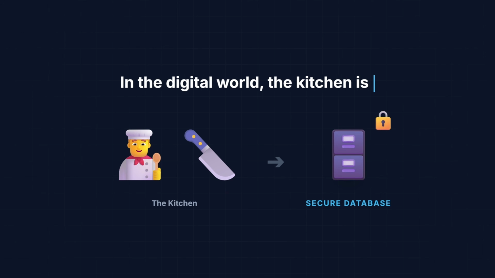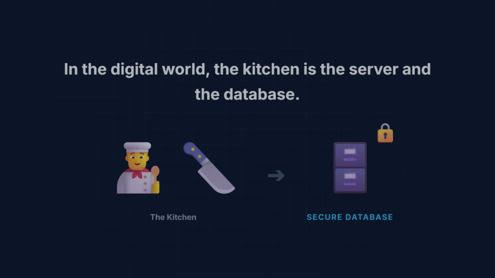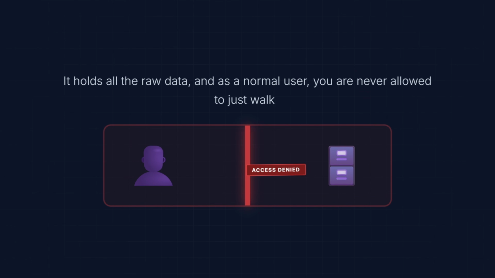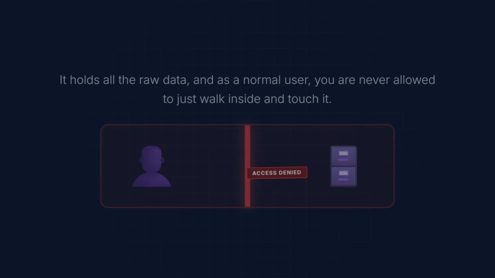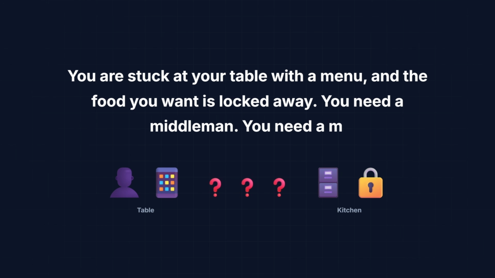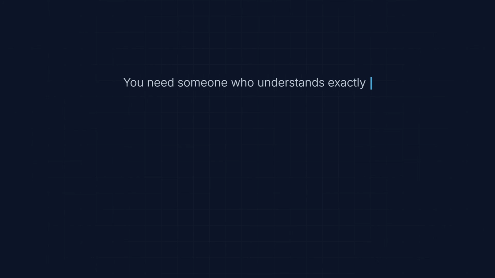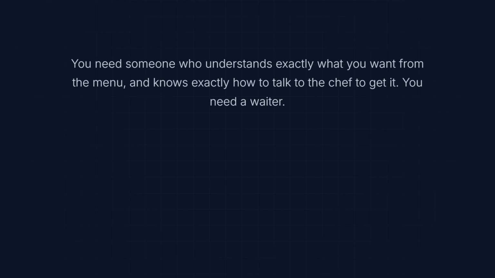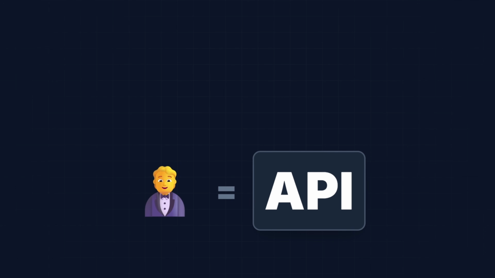In the digital world, the kitchen is the server and the database. It holds all the raw data, and as a normal user, you are never allowed to just walk inside and touch it. You are stuck at your table with a menu, and the food you want is locked away in the kitchen. You need a middleman. You need a messenger. You need someone who understands exactly what you want from the menu and knows exactly how to talk to the chef to get it. You need a waiter. My friends, the API is the waiter.